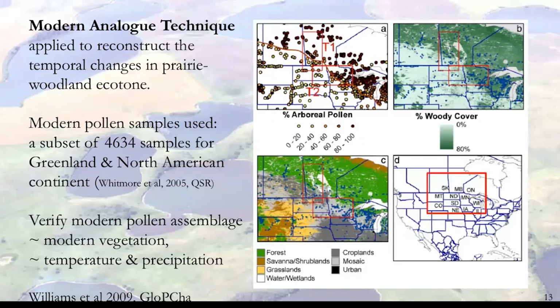But you verify that the modern pollen assemblage looks like the actual modern vegetation, and that there's a good correlation with temperature and precipitation. Okay, then with that, you can take a sediment core from some area within this region and start looking at the pollen assemblage and compare against the modern analog. So you might find that 6,000 years ago, the pollen assemblage is similar to what exists in some area to the south of the current location.